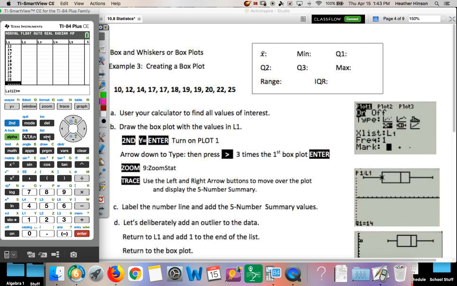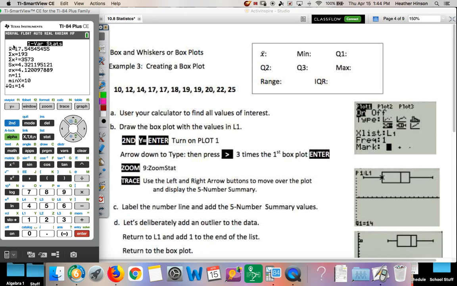So we can do stat, I think I'm missing a number. Let me make sure. 1, 2, 3, 4, 5, 6, 7, 8, 9, 10, 11. And I'm at 12. Yes. So I have 11 numbers there. Perfect. So we do stat over to calc, number 1, enter through that and calculate.